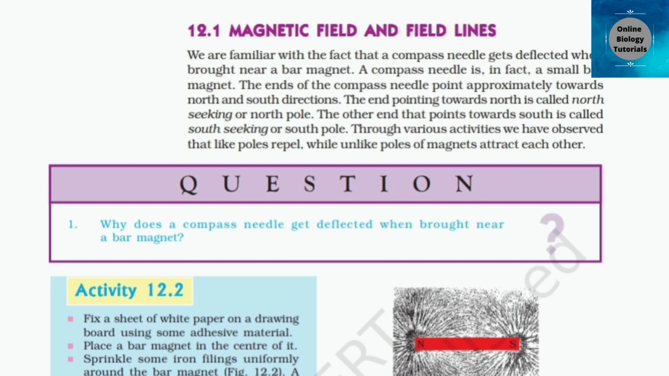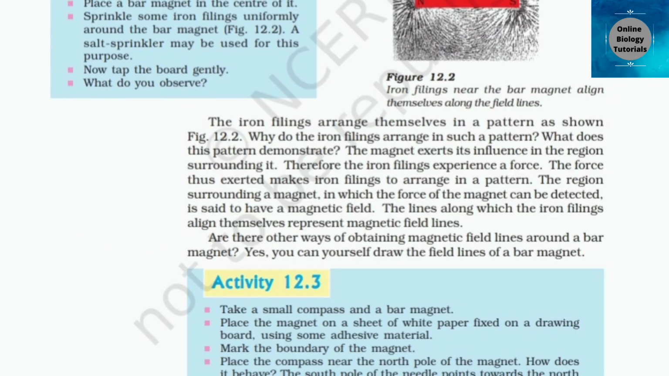Activity 12.2. Fix a sheet of white paper on a drawing board using some adhesive material. Place a bar magnet in the center of it. Sprinkle some iron filings uniformly around the bar magnet, Figure 12.2. A salt sprinkler may be used for this purpose. And now tap the board gently. What do you observe? Why do the iron filings arrange in such a pattern? What does this pattern demonstrate?